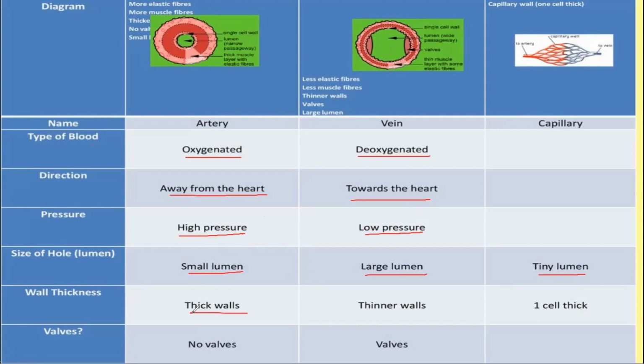Arteries are thick walled and they are more elastic. Veins are thin walled and they are less elastic, and capillaries are only one cell thin. Arteries do not have any valves. Veins have got valves. There are no valves in the capillaries. Another difference is arteries are situated deep inside the tissues. Veins are situated near the surface under your skin.